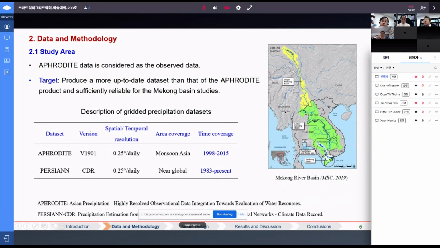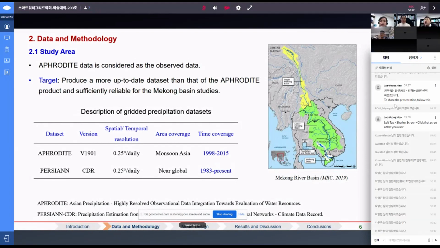And for most studies in the Mekong River, uploaded data is considered as the observed data. However, uploaded data is the outcome from an international project. This means this project will finish in 2015, so the uploaded data is only available up to 2015.